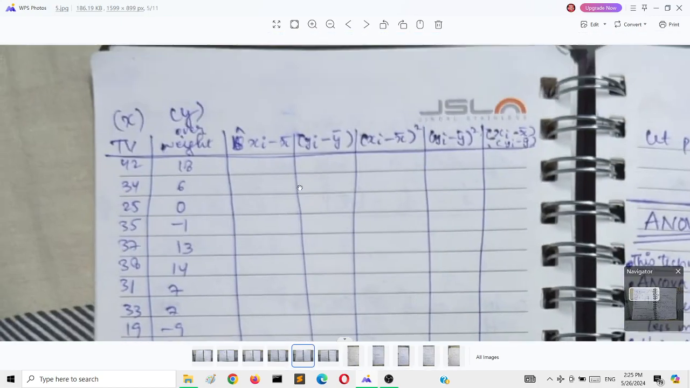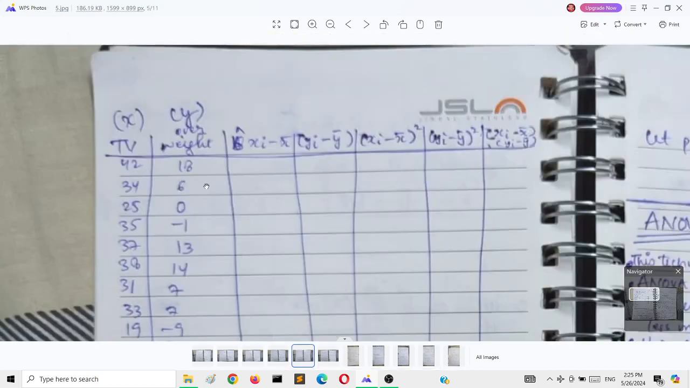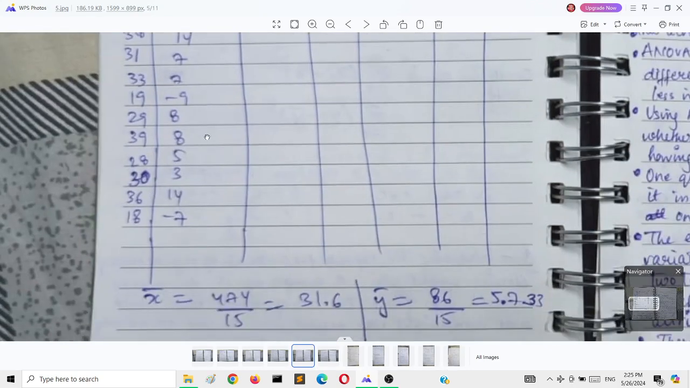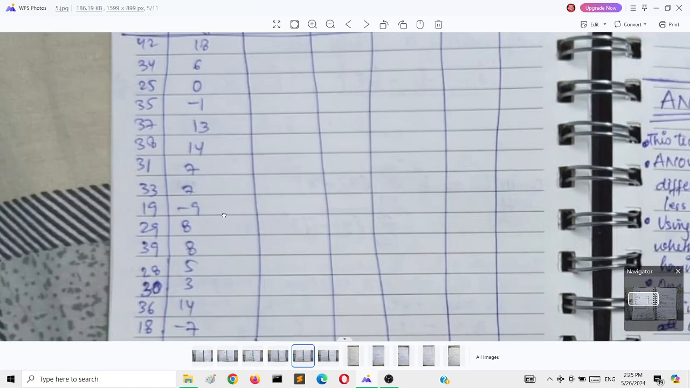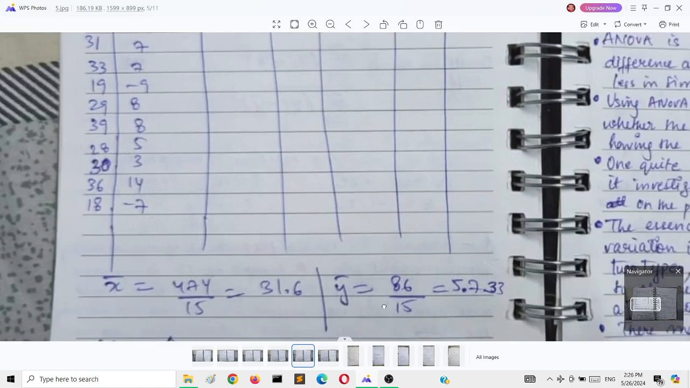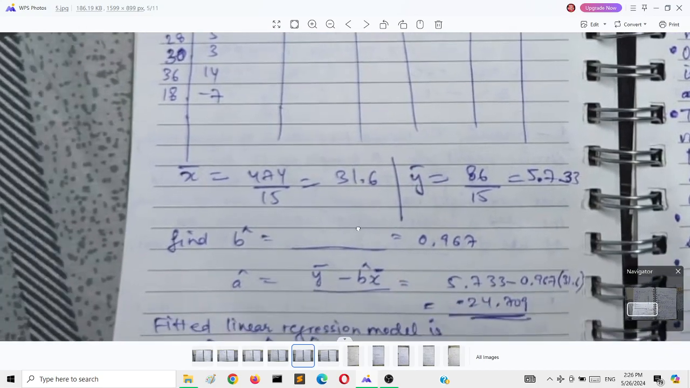So, regression in table format. After that we need to calculate the correlation only. What we are supposed to do is make a table like this, with the TV hours and the weight, meaning the increase or decrease in weight. We calculate the x bar, the mean of x, which comes out to be 31.6, and we also calculate the y bar, which is 86 by 15, that is 5.733. So the means are calculated.